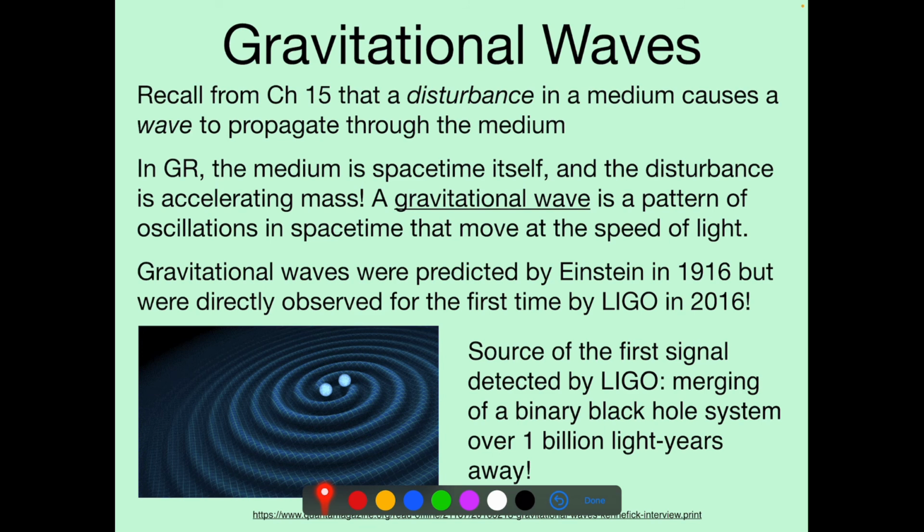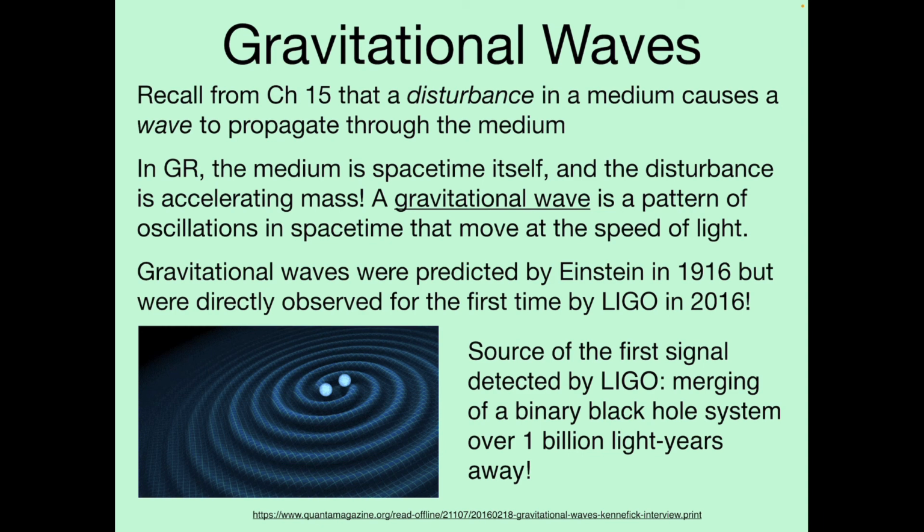So in general relativity, the medium is not any sort of material, but space-time itself. And the disturbance is when you have accelerating mass in that medium. So when you have a mass that jiggles around or shakes back and forth or accelerates in any way, a gravitational wave gets sent out. This is a pattern of oscillations in space-time itself that moves through space-time at the speed of light.